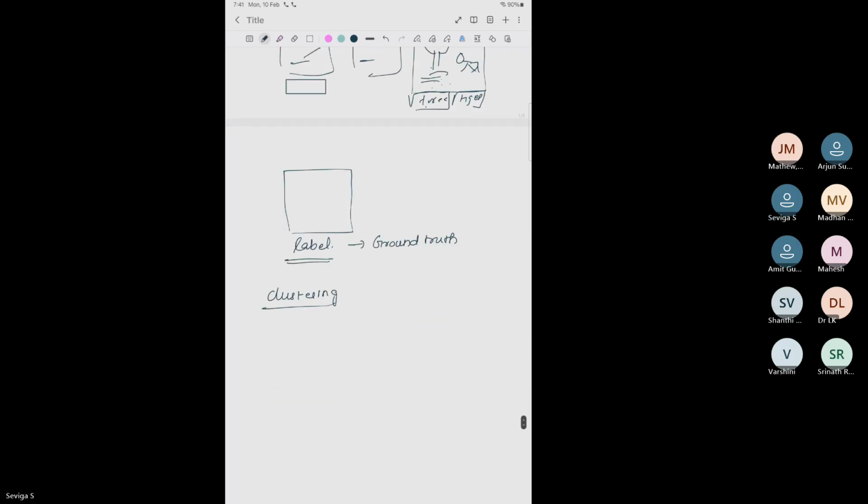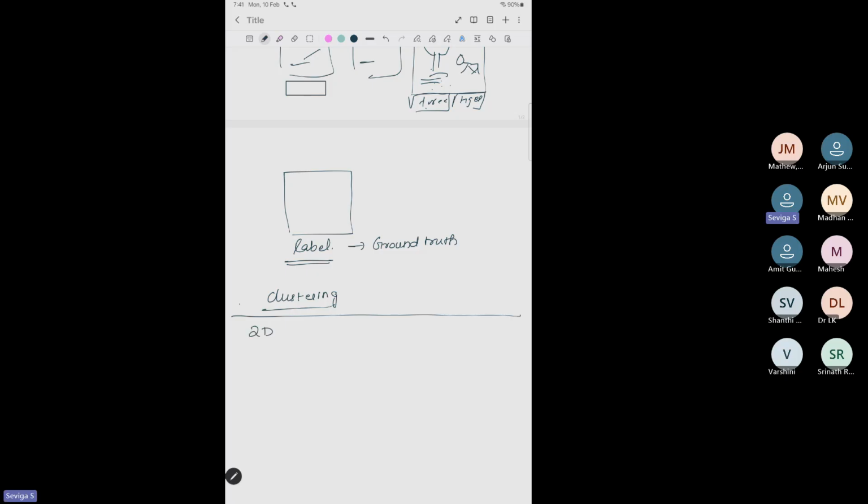So we are here at clustering. What we will do in clustering is find useful ways to group the samples together so that they don't have labels. We will see a bit briefly about clustering in this class. First we will see about 2D binary classification.